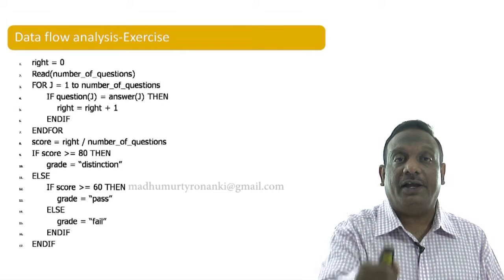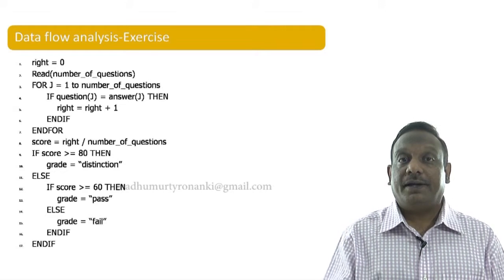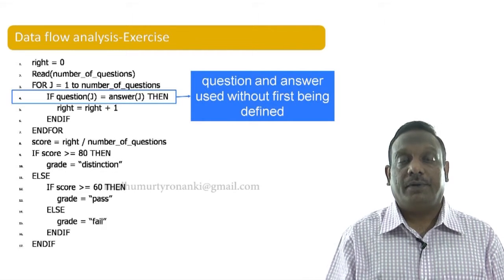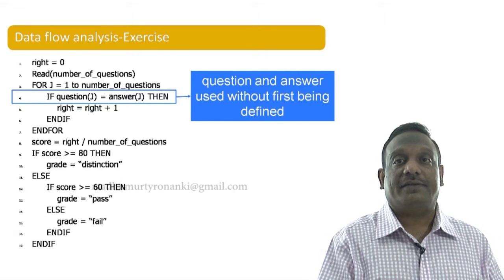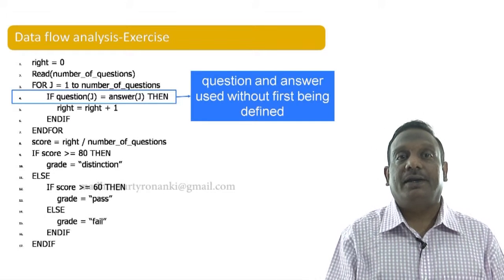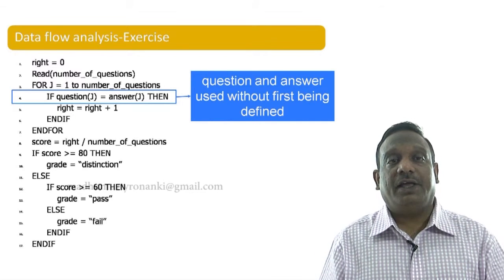But have we defined it before? Here in the if statement we are using them. But did we define them earlier? No. Again, that is a problem with the data flow of this program. The question and answer are being used without first being defined. That is a problem. Now let us look at another variable.